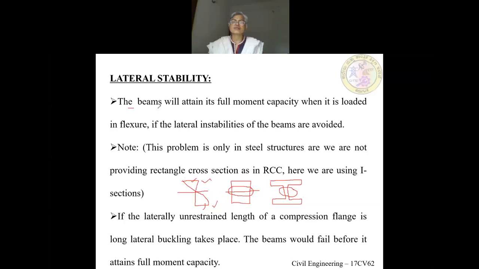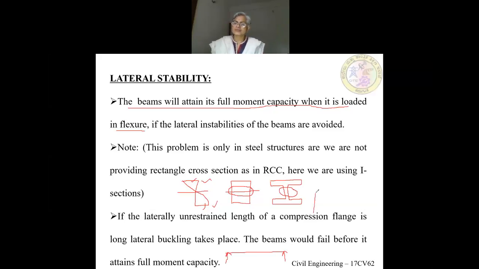So the beam will attain its full moment capacity when it is loaded in flexure, if lateral instabilities of the beam are avoided, or if the support is given. If the laterally unrestrained length of the compression flange is long, as in a simply supported beam, the unsupported length will be long. Therefore, here also lateral buckling will take place.